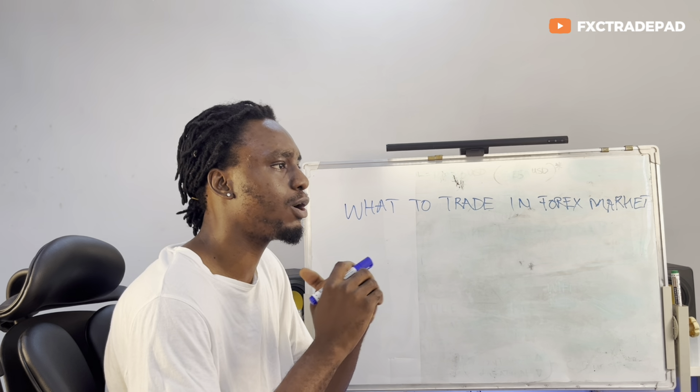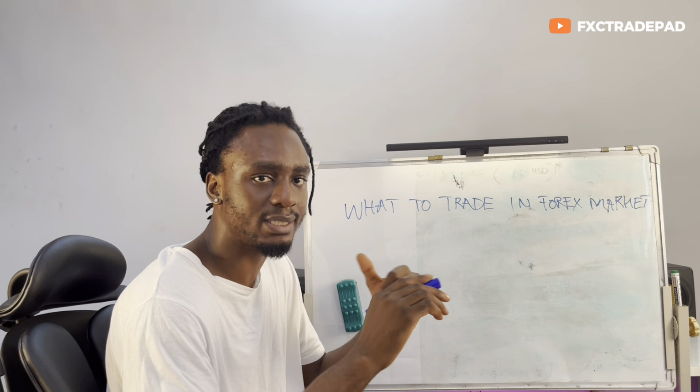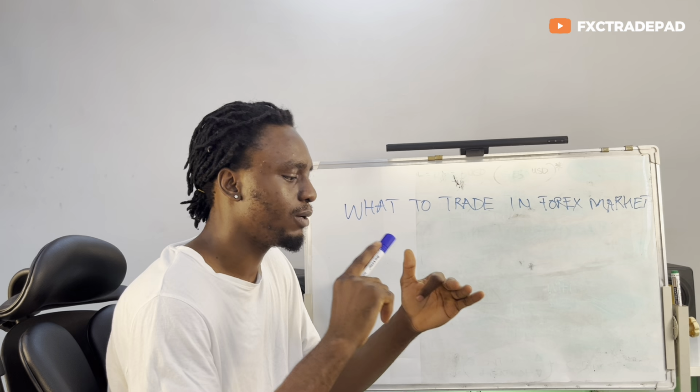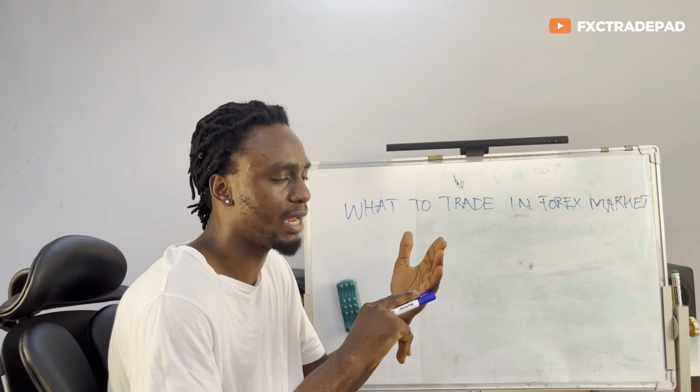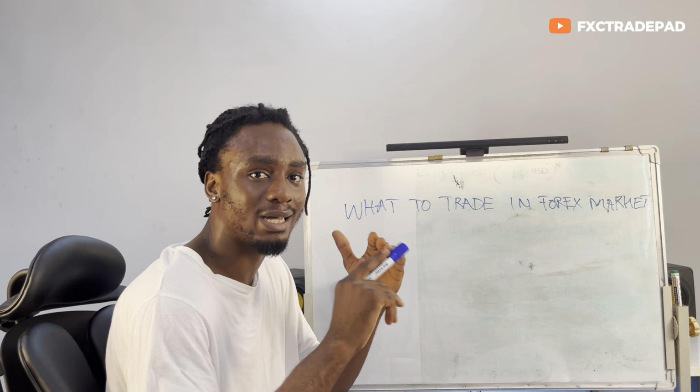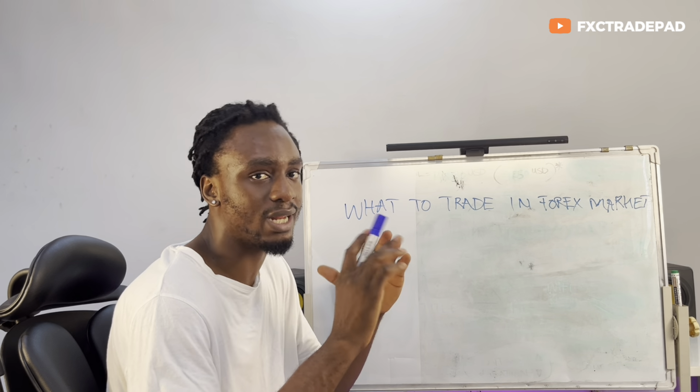So we have something called currency pairs. I will explain it. And we have commodity, we have crypto, we have stock. But in all these things that I mentioned, I will just pick the ones that we actively trade, that you are going to trade and have no problem.